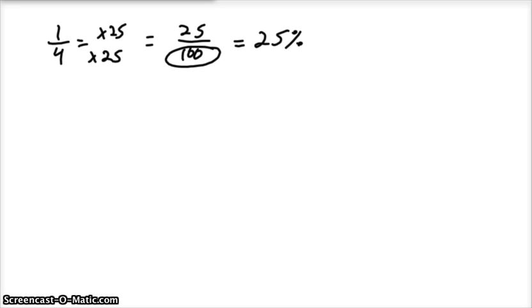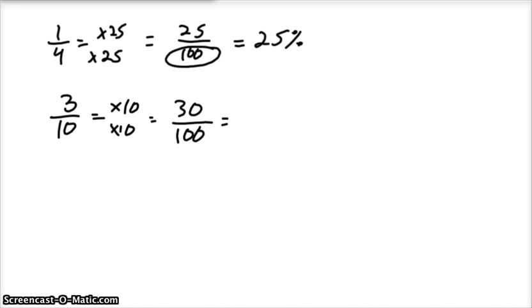Okay, let's try another example. Below that, let's do 3 out of 10. What times 10 will equal 100? We're going to multiply both the top and the bottom by 10. So we get 30 over 100, and that way we know it is 30%. Okay, pretty simple, right? Moving on. If you need help, let me know if this is too fast.